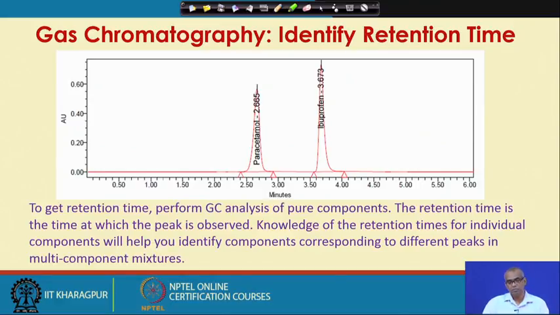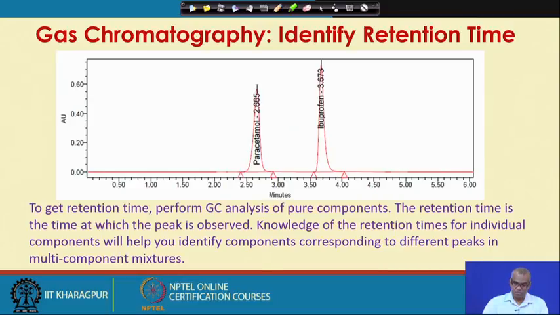For example, this is the chromatogram we have seen again for the paracetamol ibuprofen mixture. To get the retention time, we have to perform gas chromatography analysis of pure components. The retention time is the time at which the peak is observed. Knowledge of the retention times for individual components will help you identify components corresponding to different peaks in multi-component mixtures.